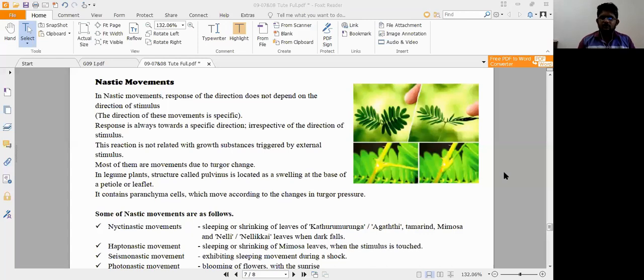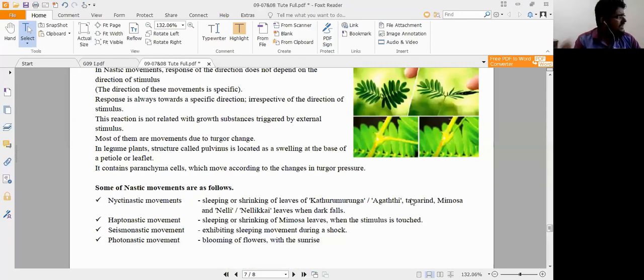And tropic movements occur due to growth substances, chemical substances present there. But nastic movements are not triggered by any growth substances. They are not stimulated by any growth substances. And nastic movements are due to turgor change. Tropic movements are due to stimulus changes. Okay, accordingly, the next point I am reading: most of them are movements due to turgor change.